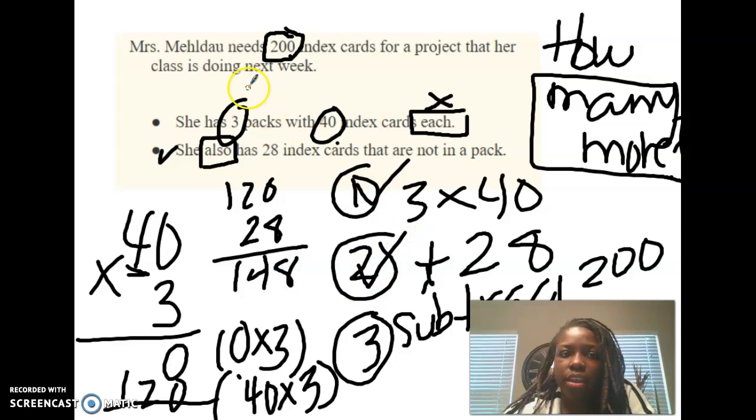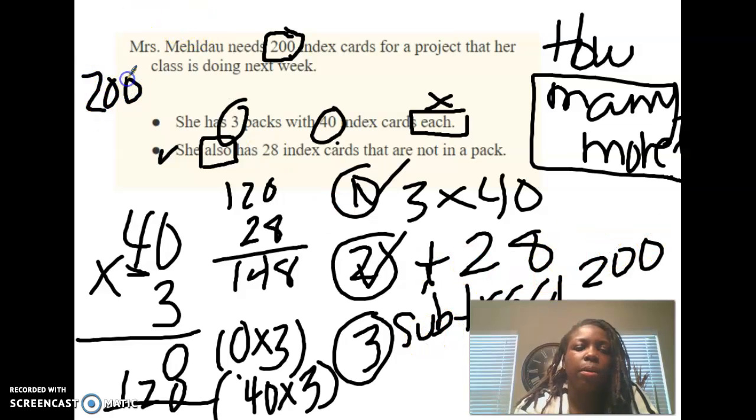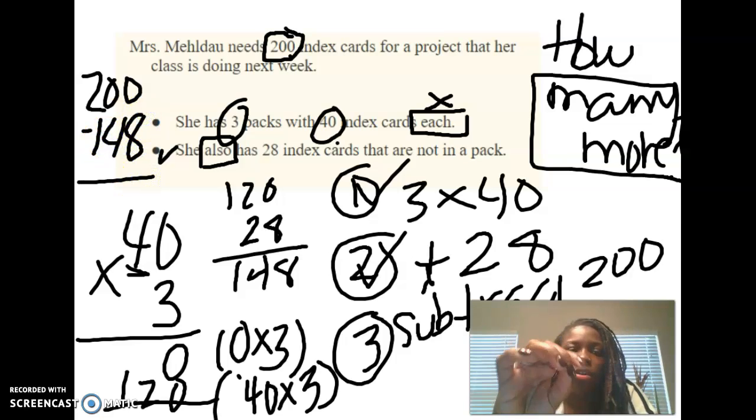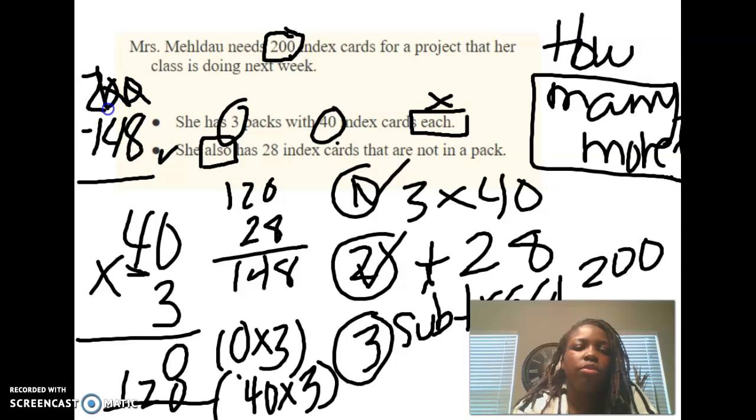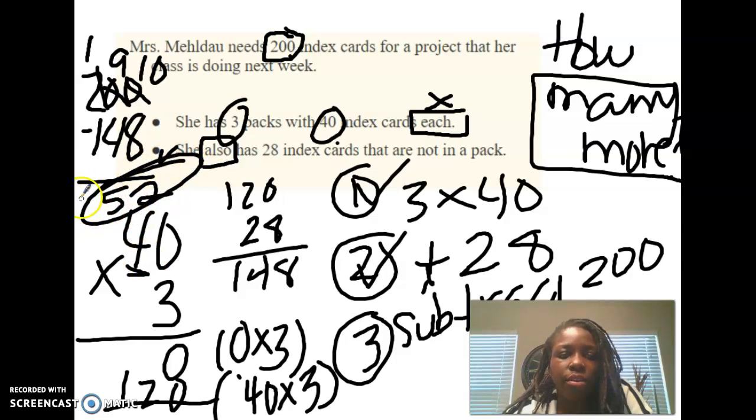After that, then I have to subtract from 200. All right? So I'm doing 200 minus, look at all this work. This is how your paper should look. 200 minus 148. 0, 0, 2 turns to a 1. This turns to a 9 and a 10. So 10 minus 8 is 2. 9 minus 4 is what? 5. So 52 will be my answer. She'll need 52 more to meet her goal of 200 index cards.